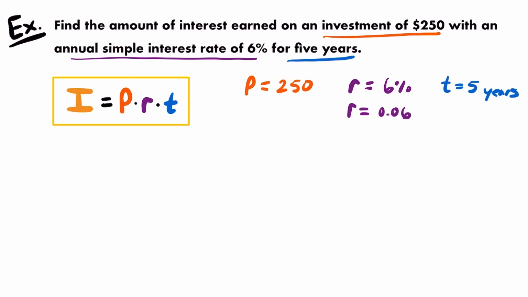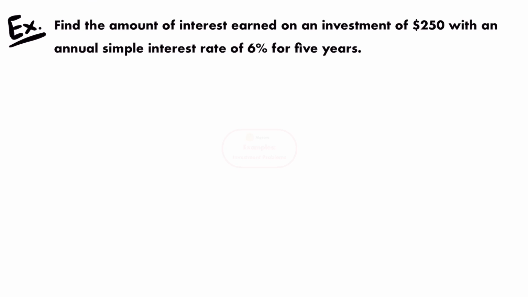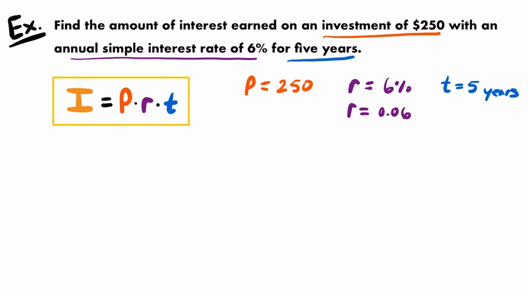So really there's not too much algebra going on here just yet, because the value of I is already solved for in this equation. If we were solving for one of these other values, then we would have to use some of our equation solving skills, but in this case, I is already solved for, so really we just have to do a little bit of math.